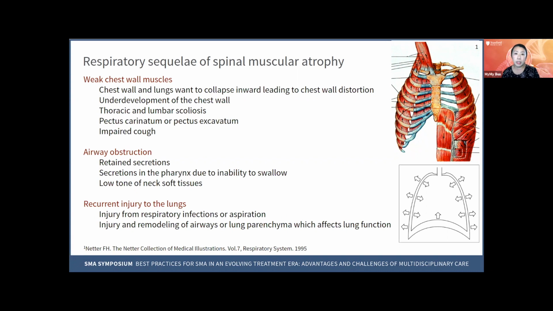The lungs themselves can get injured. This occurs due to secondary airway infections because the cough is weak, or from aspiration because the swallow is weak. Recurrent injury causes remodeling of the airways or the lung parenchyma, which then affects lung function.